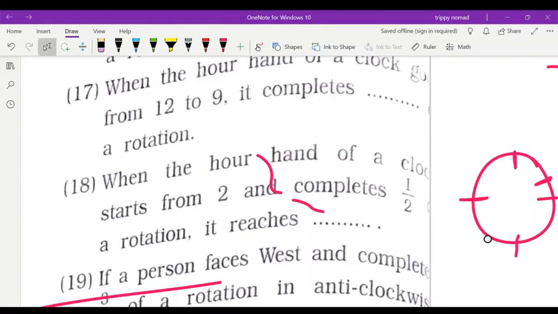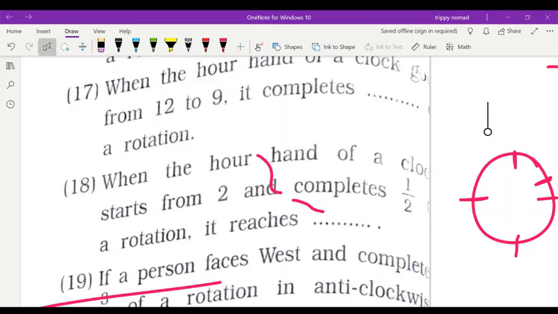I hope you understood. I have drawn 4 points for 12, 3, 6 and 9, but it is not going to start from 3, it is going to start from 2. If it starts from 3, then after half rotation, it reaches 9. But if it starts from 2, it reaches 8.